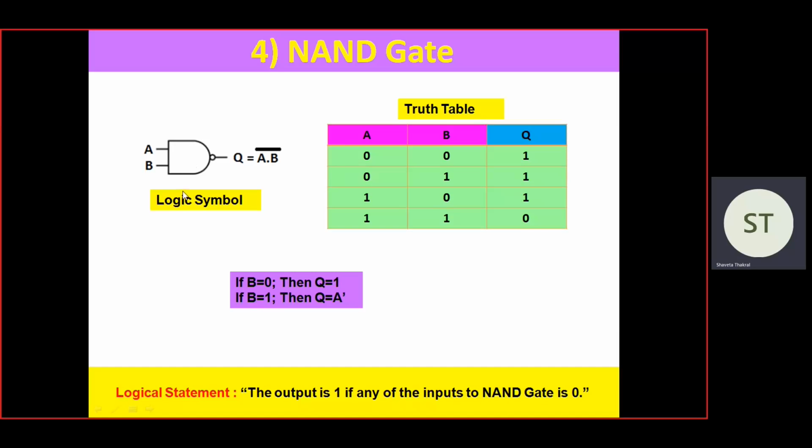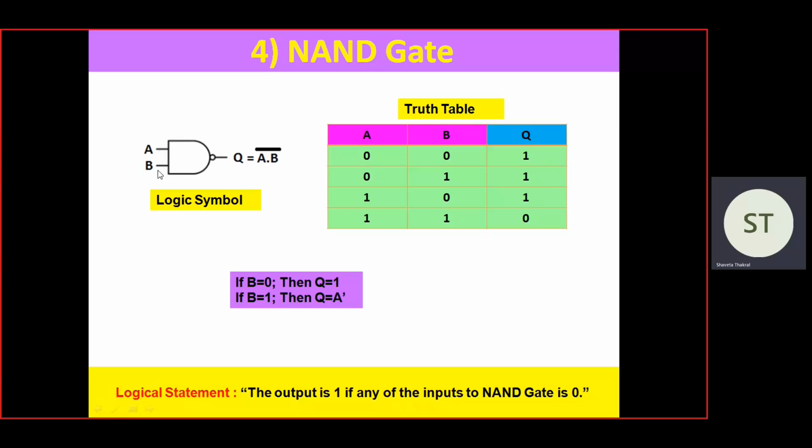And the next is the NAND gate. This is the logical symbol of the NAND gate. We have seen the symbol of the AND gate. This is similar to the AND gate symbol followed by a bubble. So the NAND gate is the combination of 2 gates, the AND gate and the NOT gate. We have merged the 2 symbols, the AND gate symbol and the bubble of the NOT gate. So this becomes the symbol of the NAND gate.